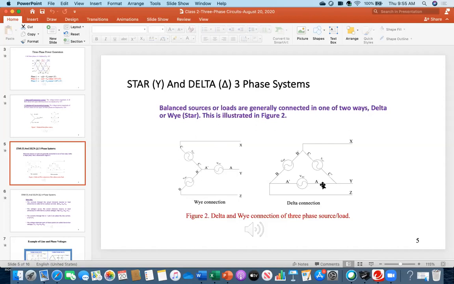But here you compare, there is no common point. This is one coil, this is another coil. They are connected at this point, but this coil is not connected at a common point. So this means for the delta connection, you can't connect any neutral line. So everybody, could you follow me so far?